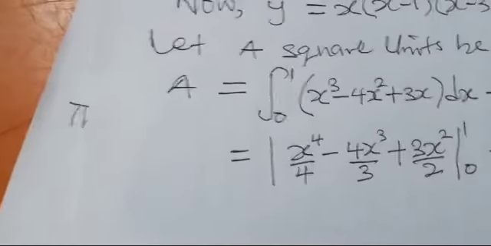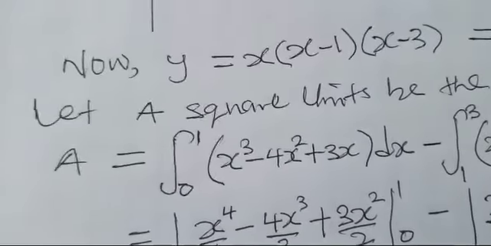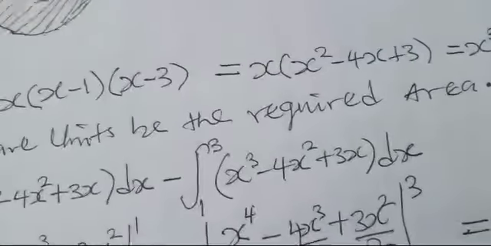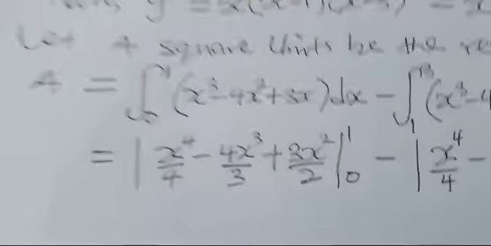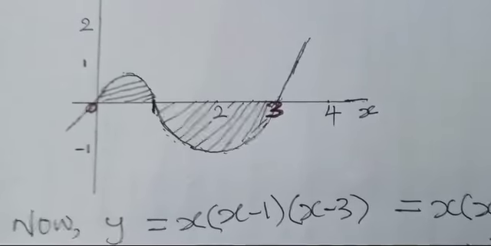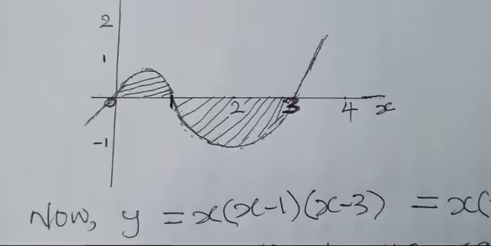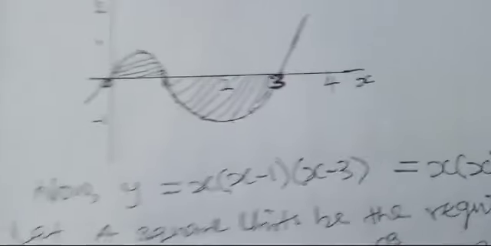Alright, finally, let A represent, in square units, the required area that we are looking at. Then A equals, now we have two regions in the curve. We have a positive region and we have a negative region. So the area bounded by the curve is the positive region minus the negative region.